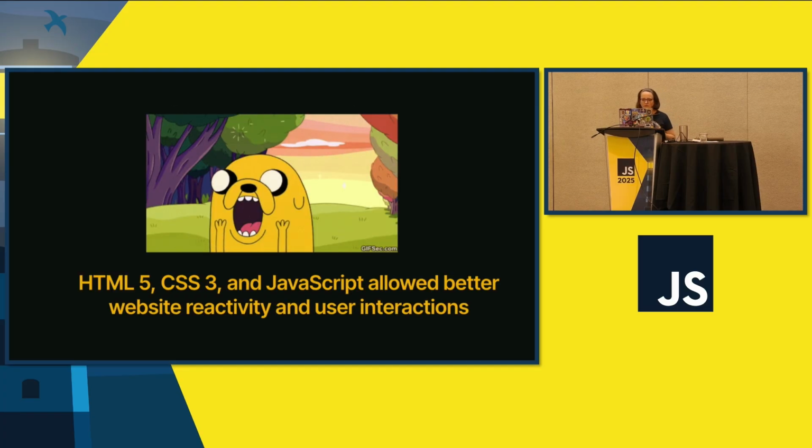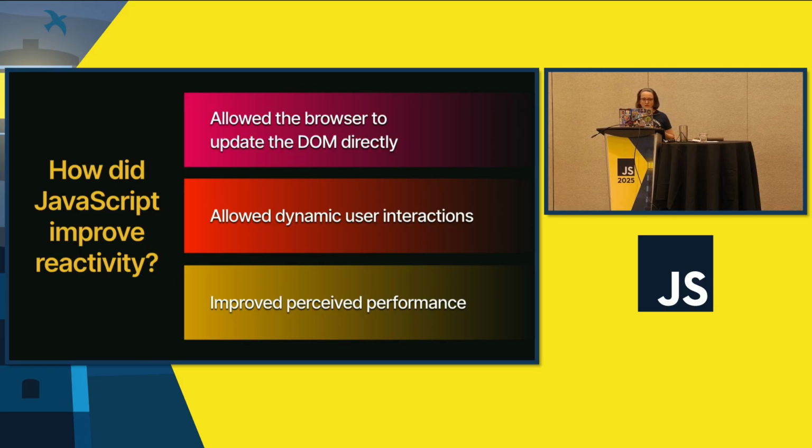Nobody likes waiting. So when we got HTML5 and CSS3 and JavaScript, we got better website reactivity and user interactions. JavaScript improved reactivity by allowing the browser to update the DOM directly. And it allowed dynamic user interactions. Like we used to do rollovers with JavaScript. That was pretty amazing to be able to do. And we could help improve the perceived performance of our websites.